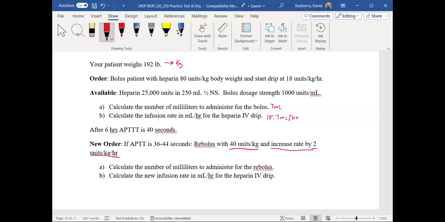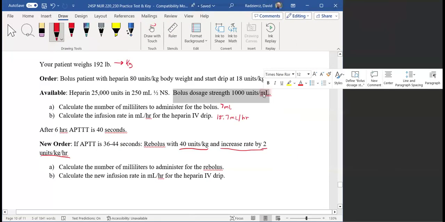And then for B, I don't understand why we are using the 1,000 units per milliliter. Why is it the 250 units per 250 milliliters? I thought it was the 1,000. So you're only going to use the bolus dose strength when you're calculating a bolus. So A is always a bolus.